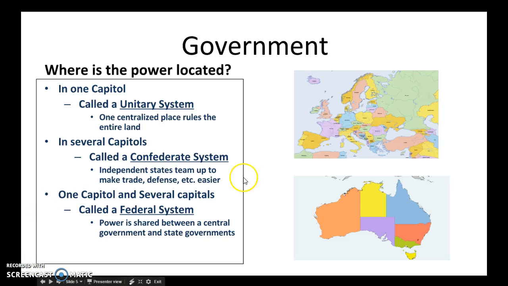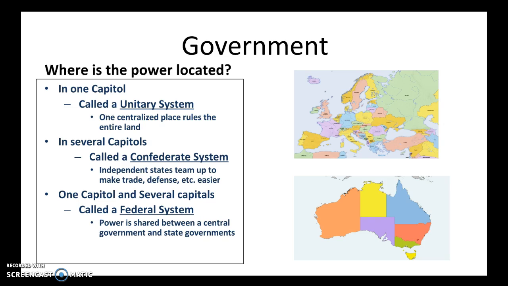As you're completing your note sheet, make sure that you're addressing the questions that you're being asked. For each one of these, the unitary, the confederate, and the federal system, make sure you know where the power is located. Look for that information on the slide. And then you also will want to jot down some important details, maybe better descriptions of how these systems work based on what you're reading or what you have heard me say.